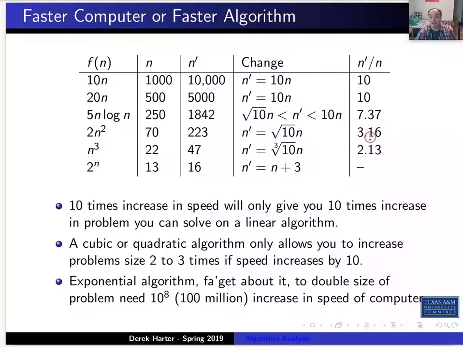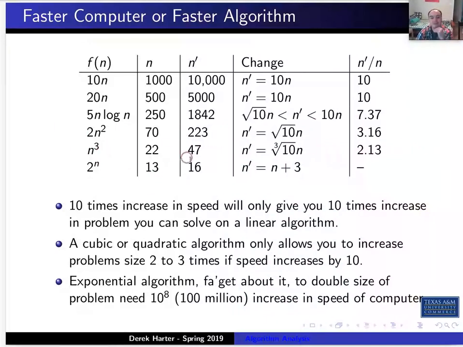So if I get a 10 times faster computer again, I'm only going to be able to handle a problem size of about 600 in the same amount of time, 660, 670. Okay, that's what they're saying. N cubed, the same thing. So, but it's going to be worse.